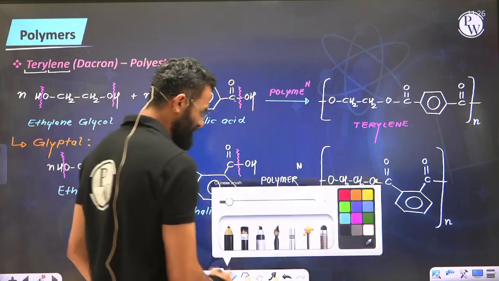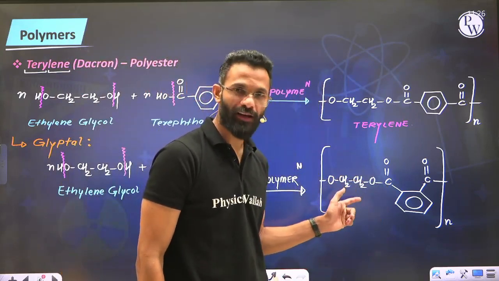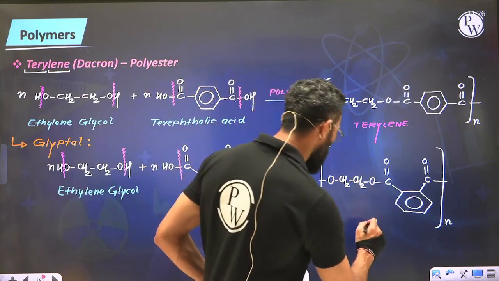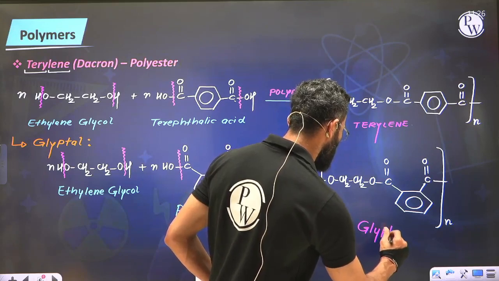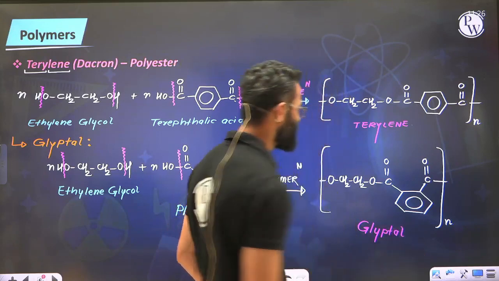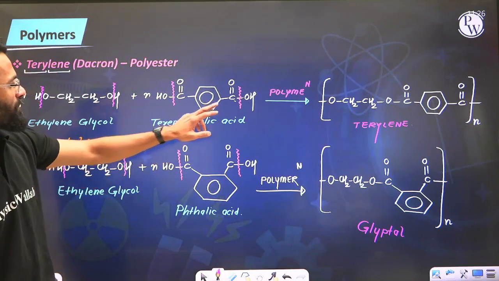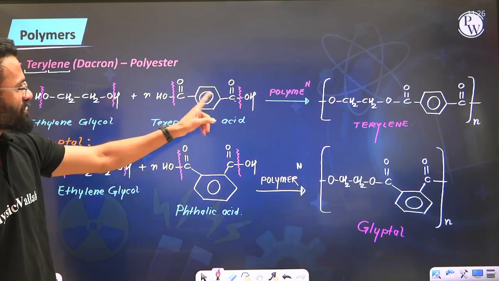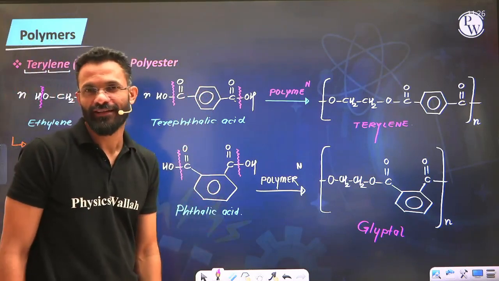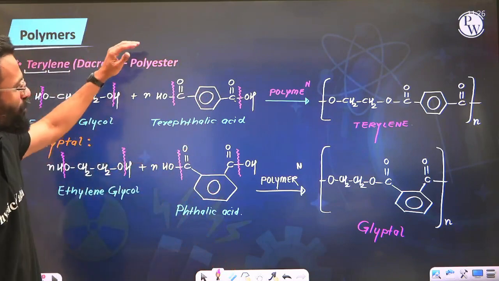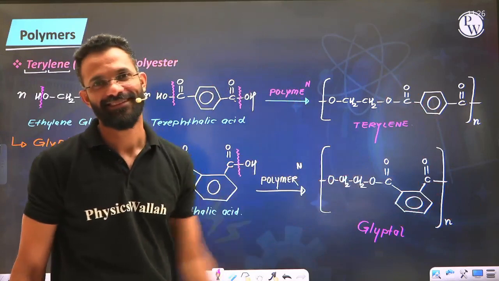So, since this is the polymer obtained by condensation of ethylene glycol and phthalic acid, glycol, so GLY, and phthalic acid, so PTAL, that is glyptal. So, just like terylene, the only difference is that instead of having terephthalic acid, that is COOH at first and fourth position, if you have it at first and second, you get glyptal. Alright. So you can consider these two as examples of polyester. As you can see, the functional group ester would be repeated n number of times.